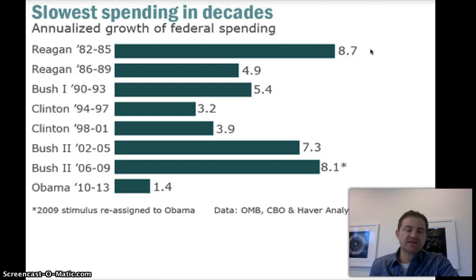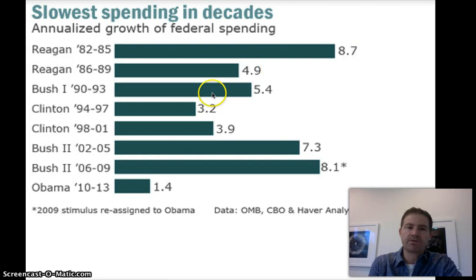So this is the annualized growth in federal spending. So how much is the federal government increasing their spending? So this isn't the total spending, this is their increase. And it's kind of interesting because this is a common theme. Republicans often talk about deficits and bringing down the spending of the government, but in the past 30 years, we have not seen them behaving that way.